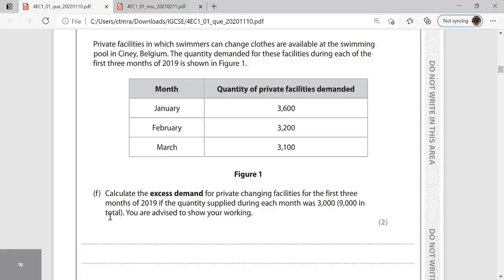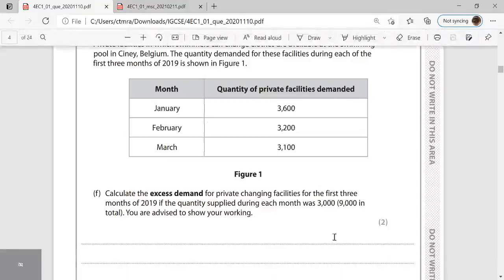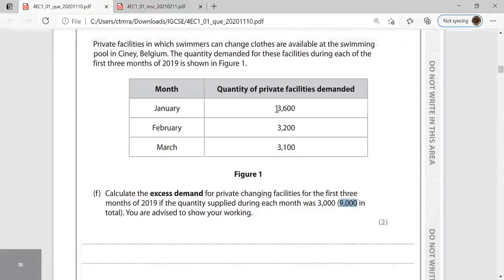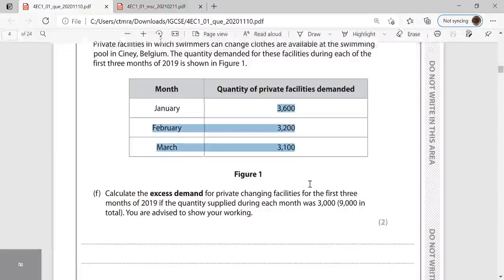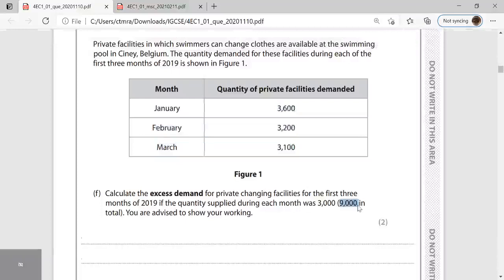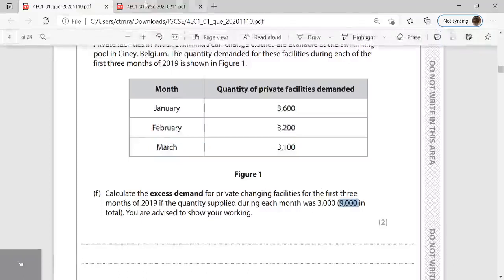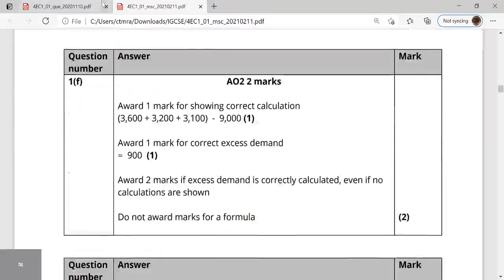So how much excess demand was there? Okay, so in these 3 months the supply was 9,000 and the demand was how much? You have to add these three, so it was 9,900. Okay, so 9,900. So if you deduct from this 9,000, then you'll get 900. Okay, so 900 units were extra demanded by the people. Okay, let's see the answer.